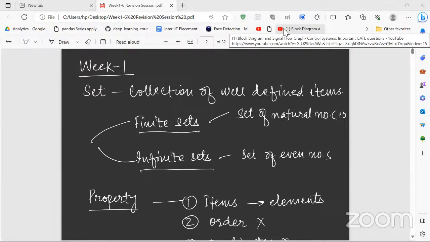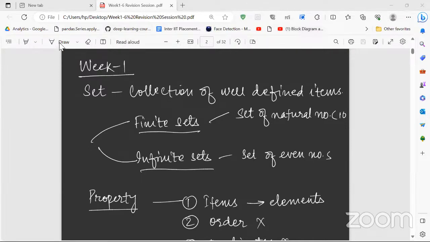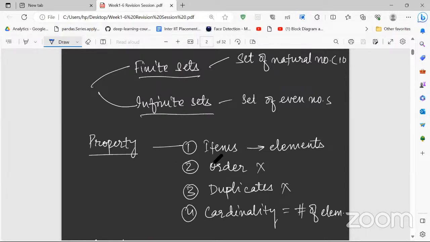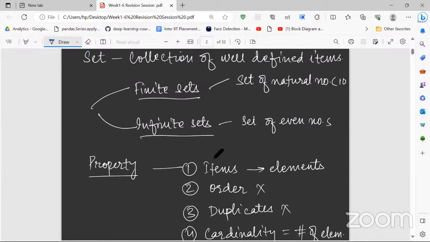So from the first week, all the concepts are pretty simple, and I am not going to discuss them. You are already aware of sets and the basic concepts, what is a set and the types of sets. Only one thing I should say: the items that you have in a set are called elements, and one of the best properties of a set is that the order doesn't matter. Duplicates also don't matter in a set. If you have 1, 2, 2, that means you have just 1, 2.